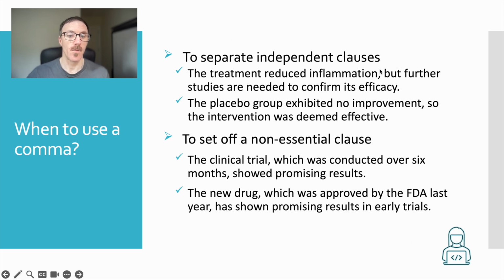Next, we have commas should be used to separate independent clauses. So remember, an independent clause is a group of words that contains a subject and a verb and expresses a complete thought. So, for example, the treatment reduced inflammation, but further studies are needed to confirm efficacy. The placebo group exhibited no improvement, so the intervention was deemed effective. So you can see here how these examples both separate independent clauses.